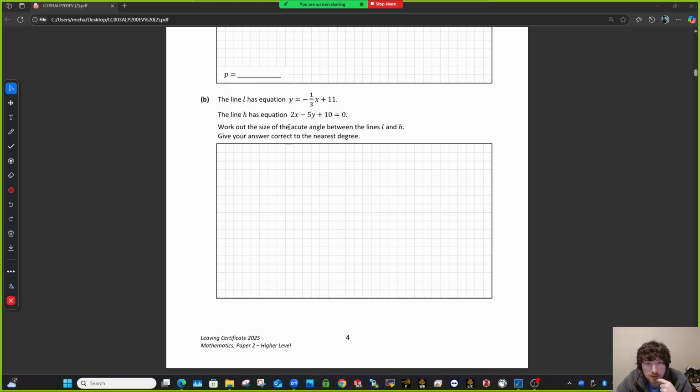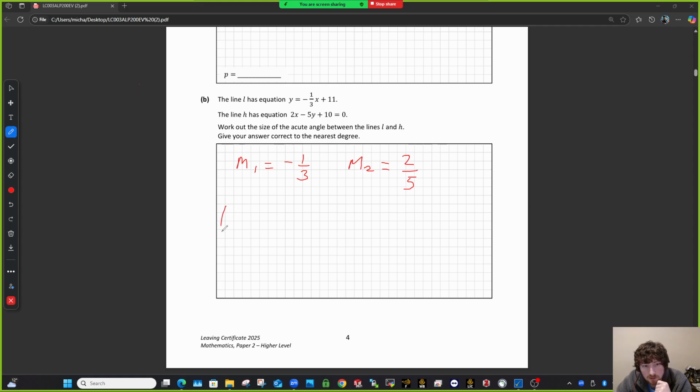So then down here, we want to work out the acute angle between two lines, so we need to get the slopes. So the slope of the first line, we call it m1, is minus a third, because this is in y equals mx plus c format. And then the slope of the second line, when it's in this format, is minus what's in front of the x divided by what's in front of the y. So that works out as 2 over 5.